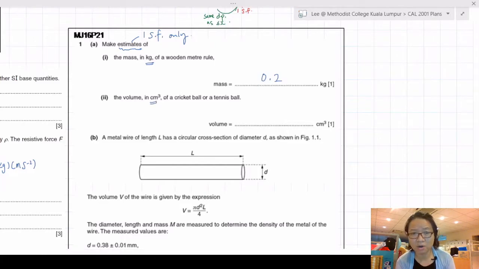You might ask me how. I would say it's just experience. So it's 1 mark anyway. So you're just guessing or estimating.